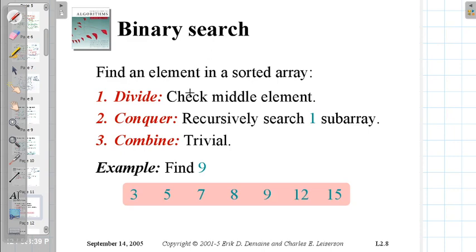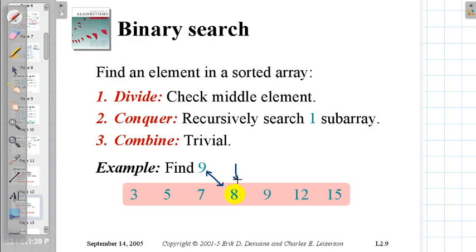Okay, so this here is an example given. Say this array, this is the sorted array: 3, 5, 7, 8, 9, 12 and 15, and we have to find 9 here. First of all, we have to find the mid element, and the mid element is 8. Then 8 will be compared with this 9.